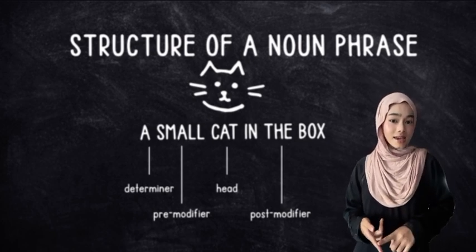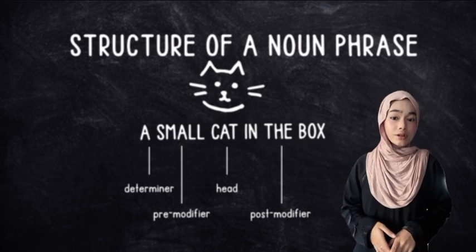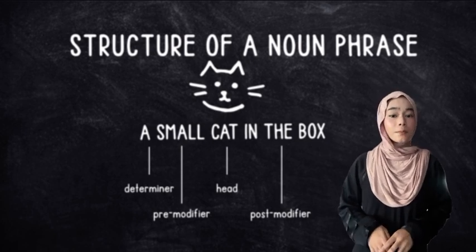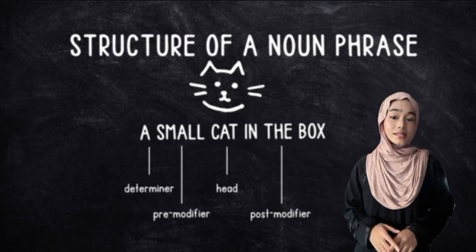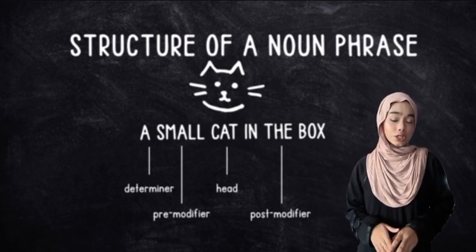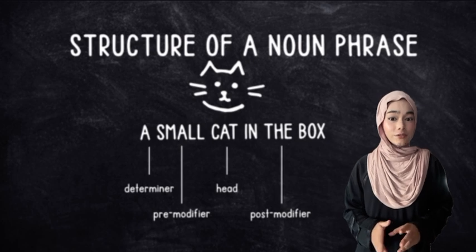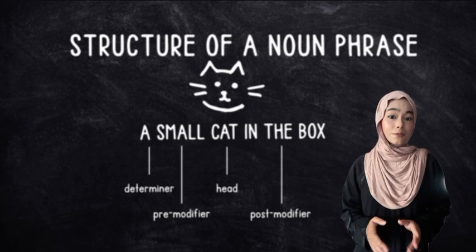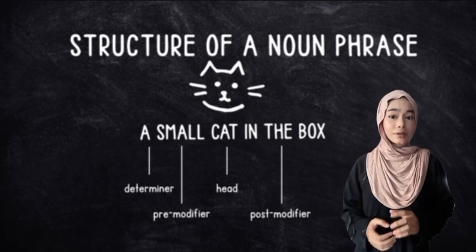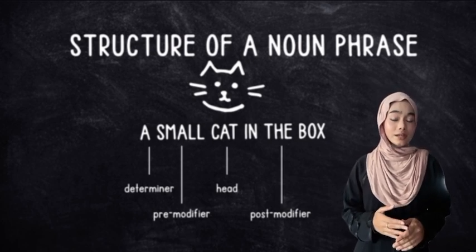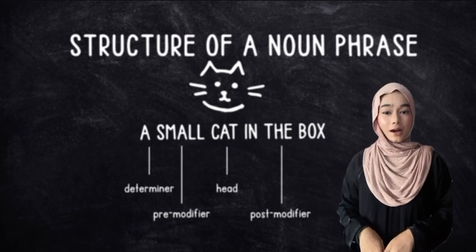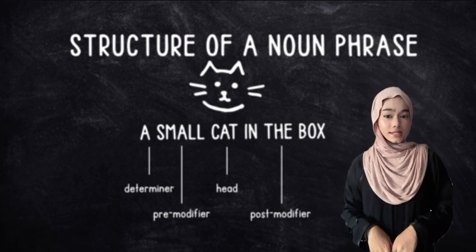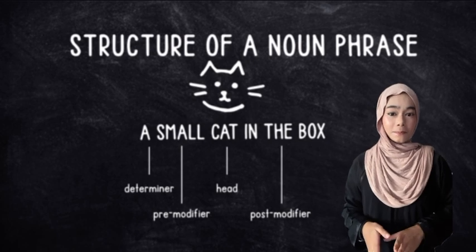Determiner, which is "a." This tells us which noun we're referring to. In this case, it's a cat, not a specific one, just any small cat. Premodifier, which is "small." This comes before the noun and gives more information. Here, it tells us the size of the cat. Head noun, which is "cat." This is the most important word in the phrase. The phrase is built around the noun. Postmodifier, "in the box." This comes after the noun and adds more detail, specifically where the cat is. So the full structure is determiner plus premodifier plus head plus postmodifier.